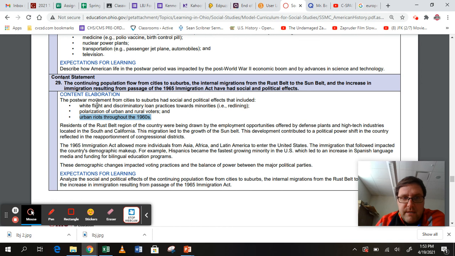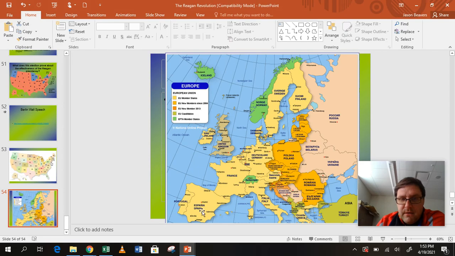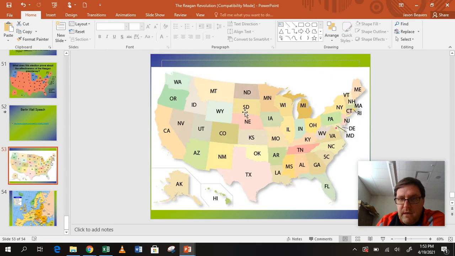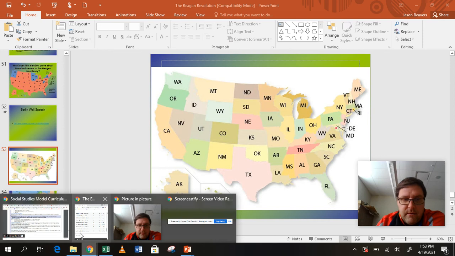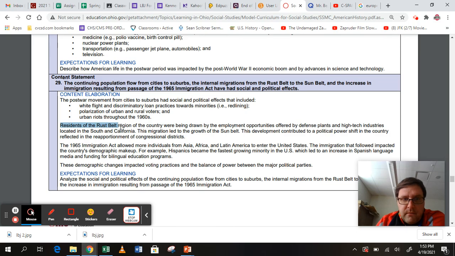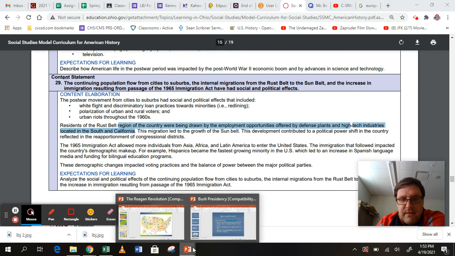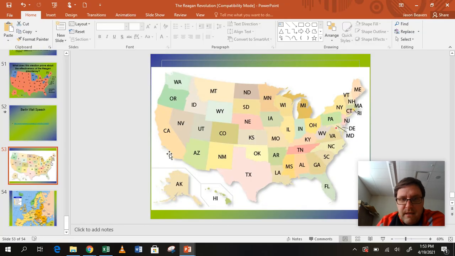There's some of the race and voting habits here. Residents of the Rust Belt region. Again, remember, Rust Belt up in here. Were being drawn by the employment opportunities offered by defense plants and high-tech industries located in the South and California. We call that part of the country the Sun Belt, where it's more sunny here and here.